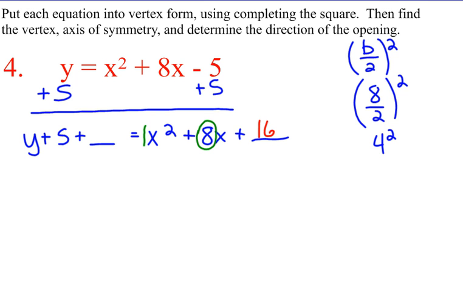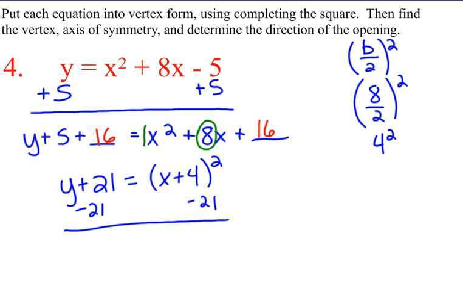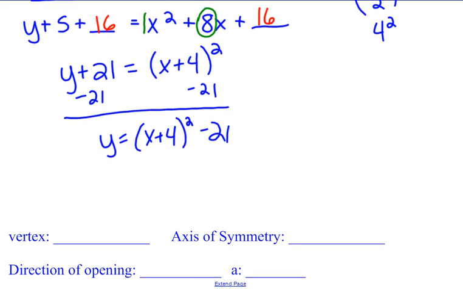So I'm going to put a 16 in this blank, and on the other side, since I added 16 to one side, I'd add 16 to the other. So now I go ahead and add 5 and 16. I get y plus 21 equals, and I can factor this. Factors of 16 when added together make 8, 4, and 4. Then, to get it completely in vertex form, we're not solving here, remember, we're just getting into vertex form. So I would minus 21 from both sides, and have y equals x plus 4 quantity squared minus 21.